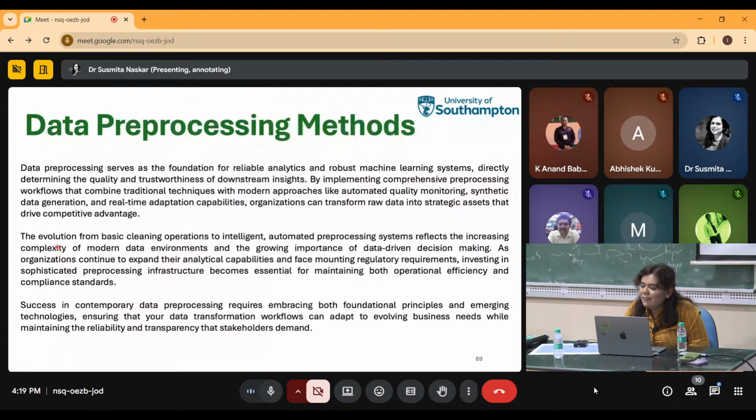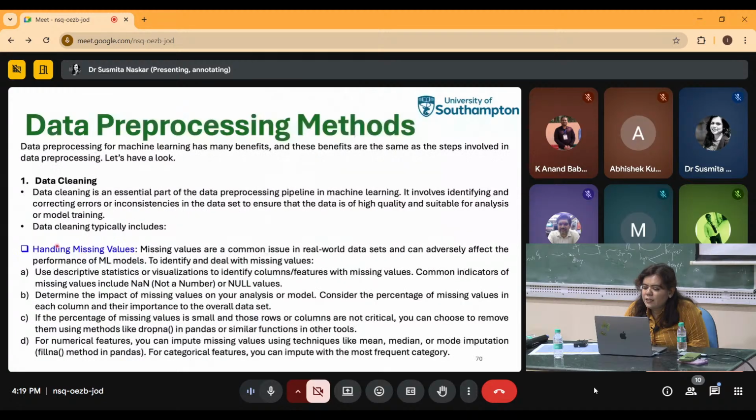And then we talk about the data processing methods, where we're talking about data cleaning. As I said, that's also very, very important: how you are handling missing values. There are several steps to do that. First one is definitely identifying the missing values. Use descriptive statistics, or there are some visualization methods, to find the columns or features with missing values, and this often appears as NaN or null in the dataset.